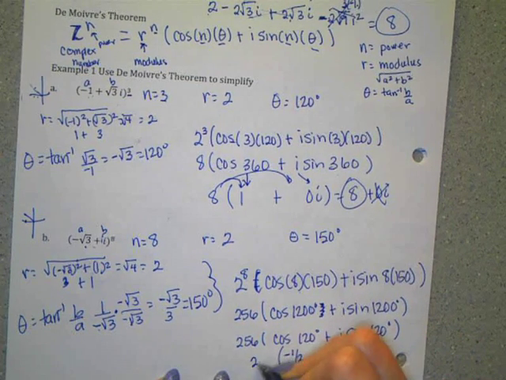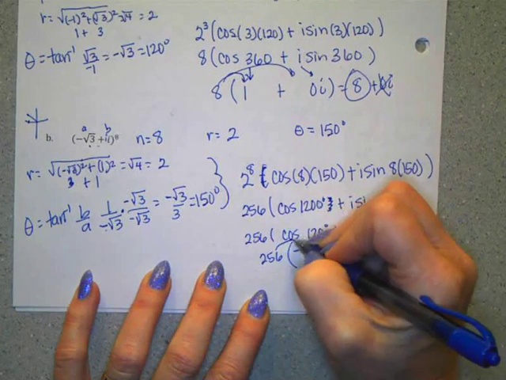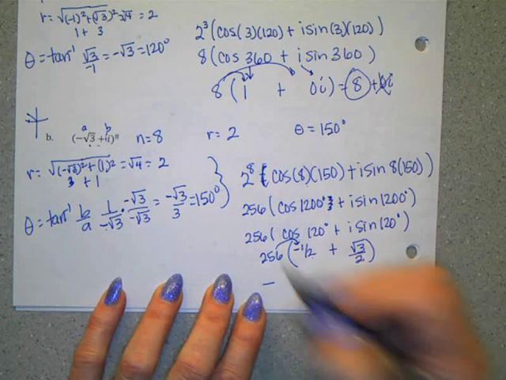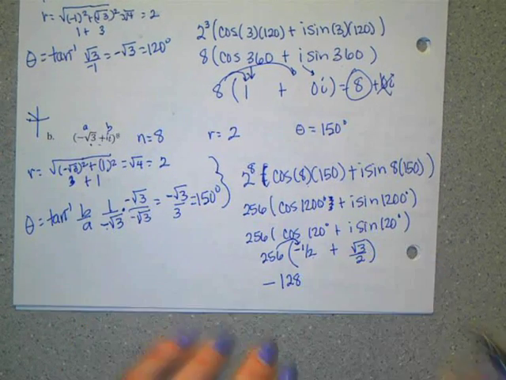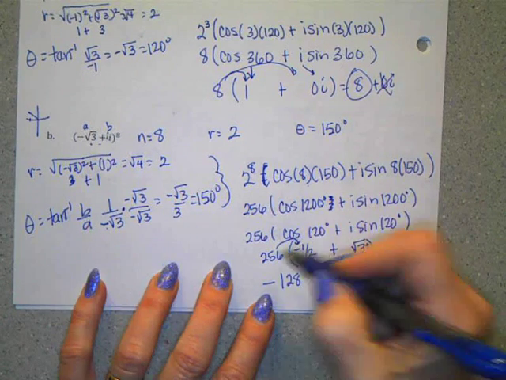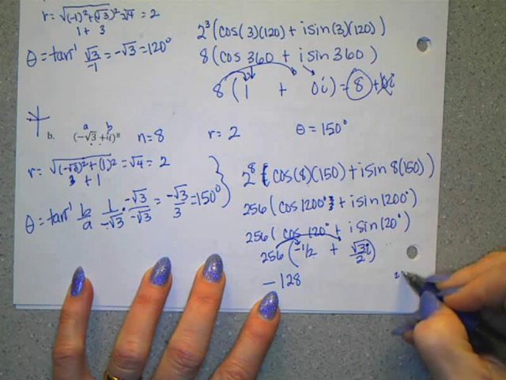And I need to multiply 256 by it. So when I take 256 and multiply it by negative 1/2, that's going to make negative, and half of 256 is 128. Oh, I almost forgot my i right here. So now I'm going to distribute the 256 to here. I'm just going to write this to the side so you can see what I'm doing.